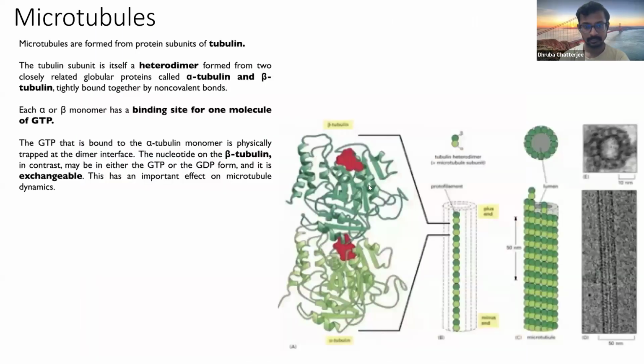So let's look in a little bit more detail at the microtubule cytoskeletal elements and the actin microfilament cytoskeletal elements. As we have already mentioned, the microtubules are made up of tubulin protein subunits, which are of two different types: alpha tubulin and beta tubulin. Now, alpha tubulin and beta tubulin first heterodimerize.